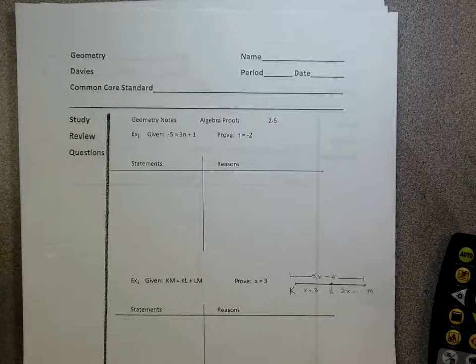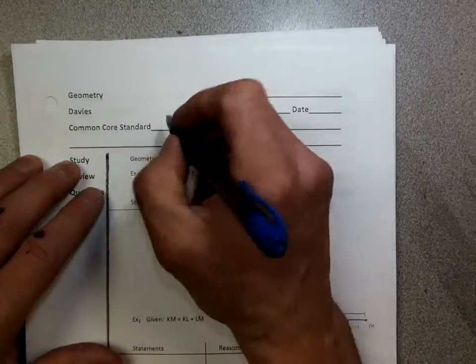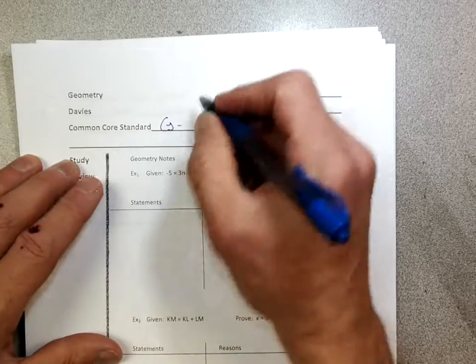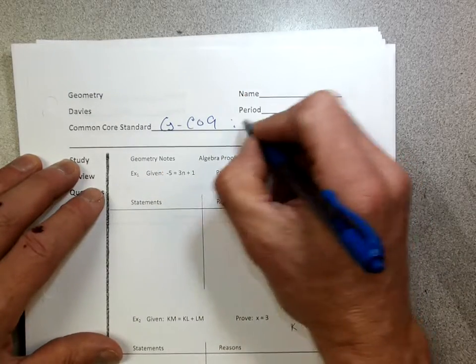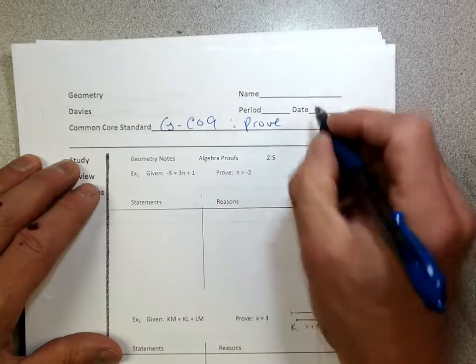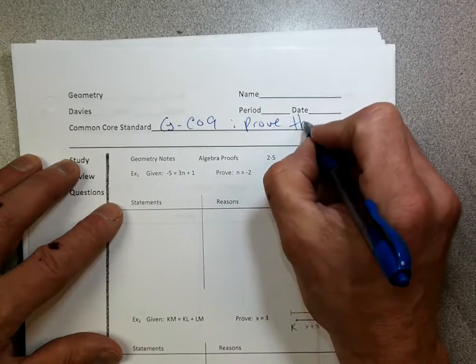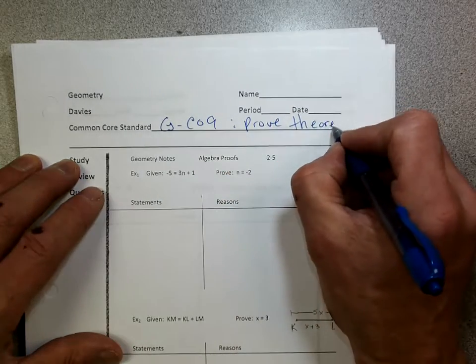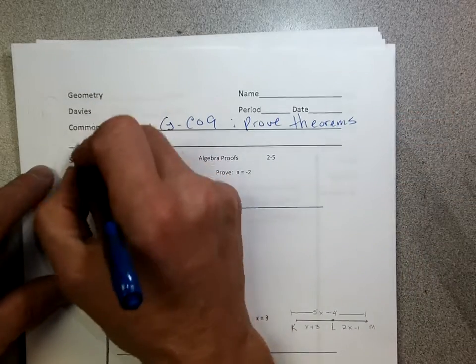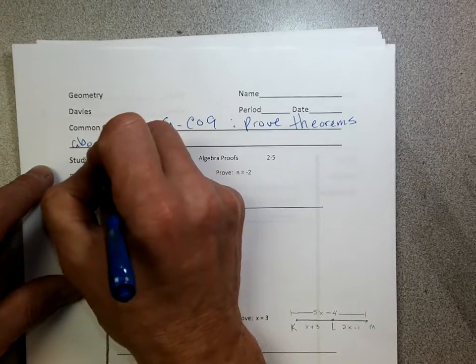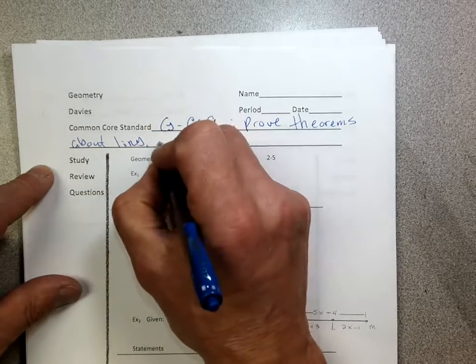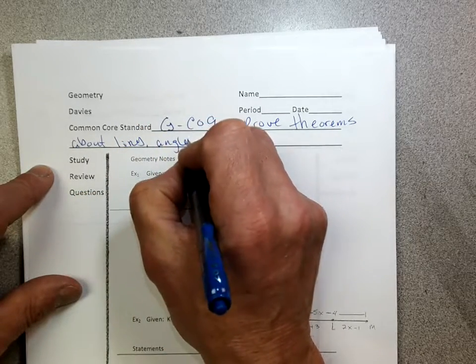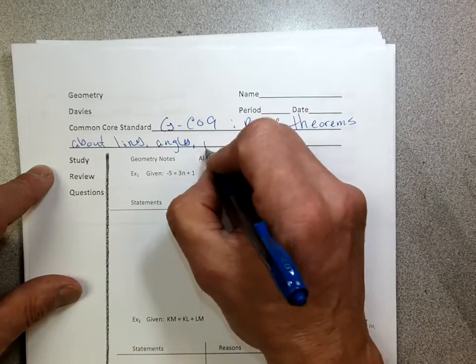So today we start proofs, all right? So our common core is geometry, okay? Part 9 basically says we're going to prove theorems about lines, angles, and planes, okay?